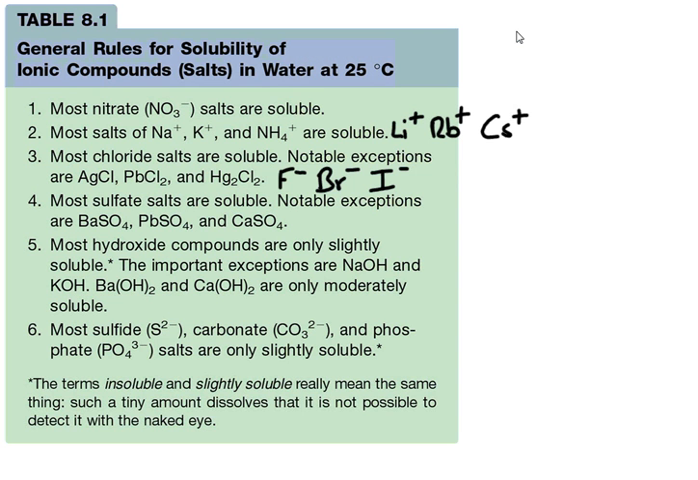Okay, most sulfate salts are soluble. The notable exceptions being barium sulfate, lead 2 sulfate, and calcium sulfate. So in any case, all sulfates are going to be soluble. Sulfate is SO4 2 minus, right? So any SO4 2 minus is going to be soluble except these 3 right here, the ones of calcium, lead 2, and barium.